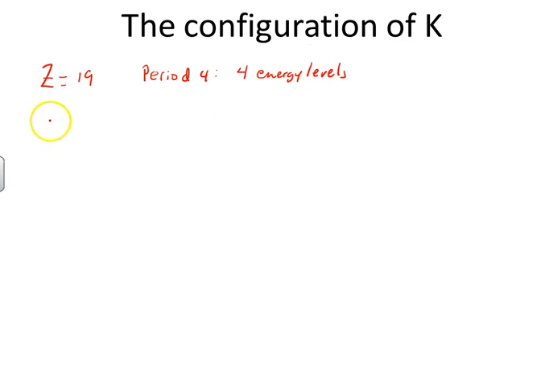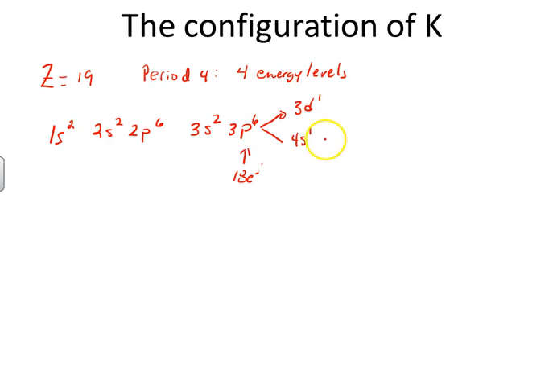So when we start working on this, we always begin as usual at 1s, fill it with 2, 2s, 2, 2p, 6, 3s2, and then comes 3p6. At this point we have 18 electrons. We have to consider where do we go next. And in your look at this earlier, some of you went with 3d1, but the correct way is 4s1.